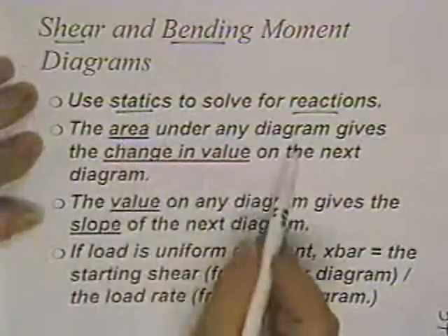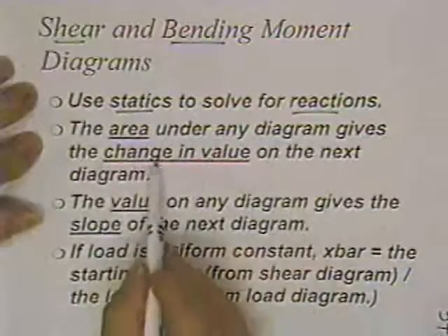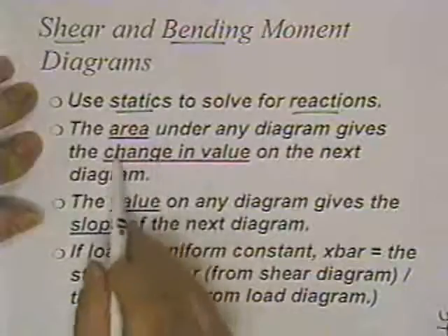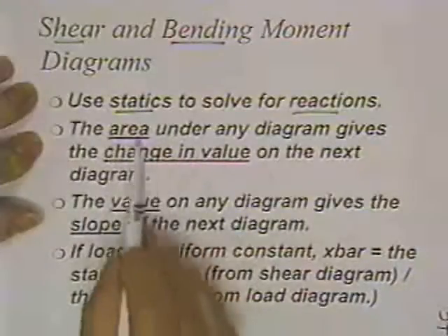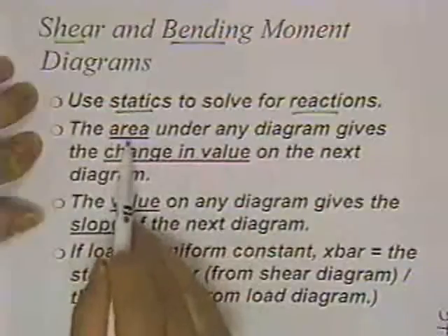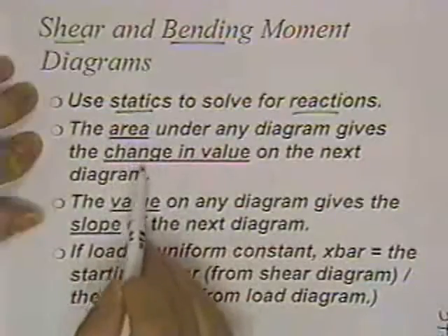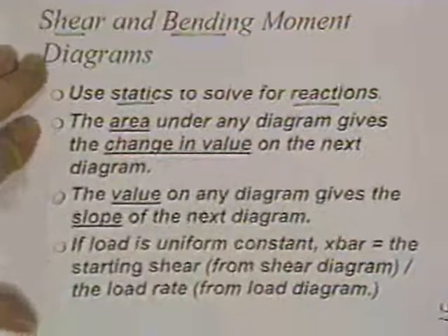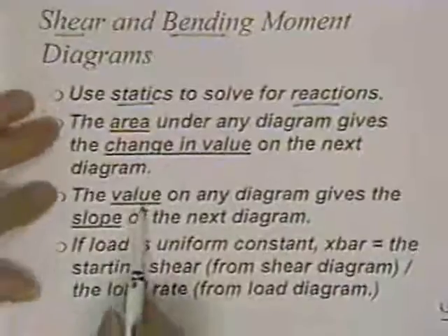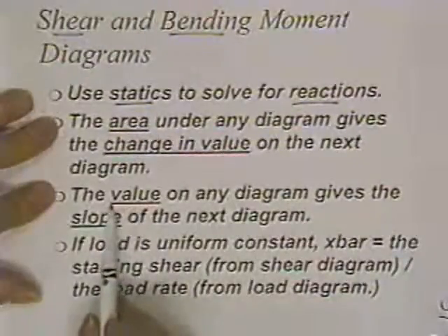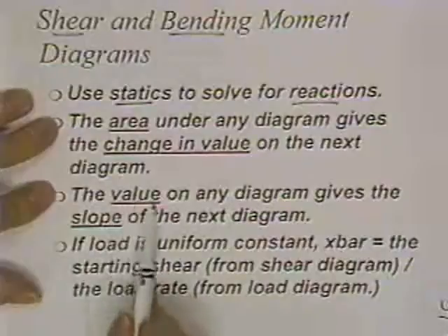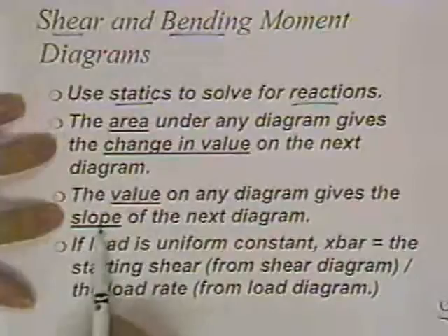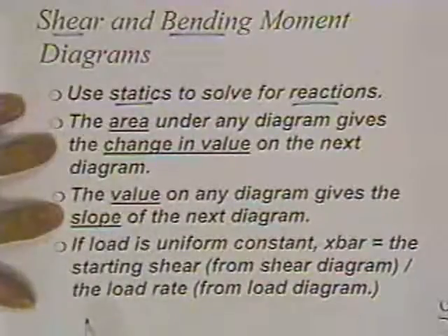The area under any diagram will give you how much the next value changes on the next diagram. You can integrate it, but that's basically what integration says. The area under any curve between any two points tells you how much the next value changes from its original value as you move across the beam. You can also, from the calculus, find that the magnitude on any diagram, how high it is on that diagram, tells you how slopey the next diagram is, gives you the slope.